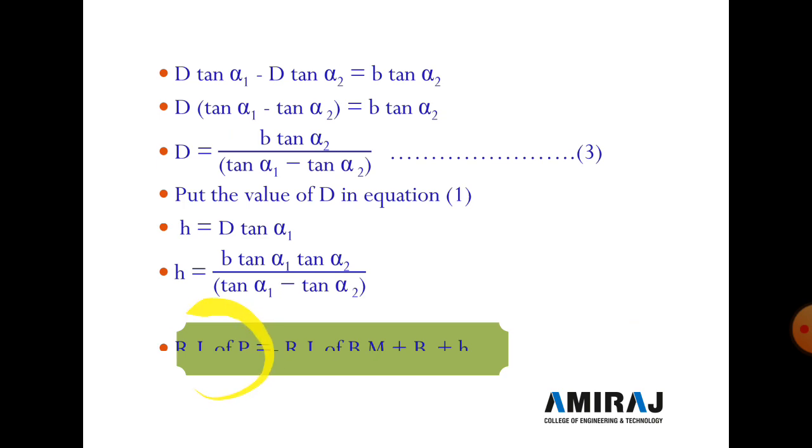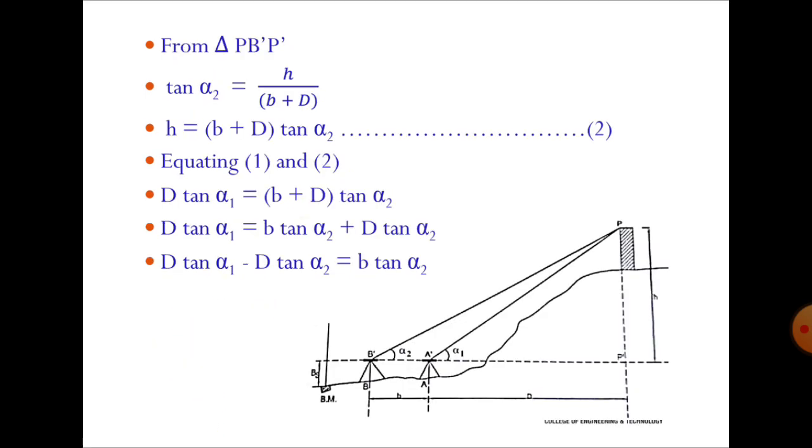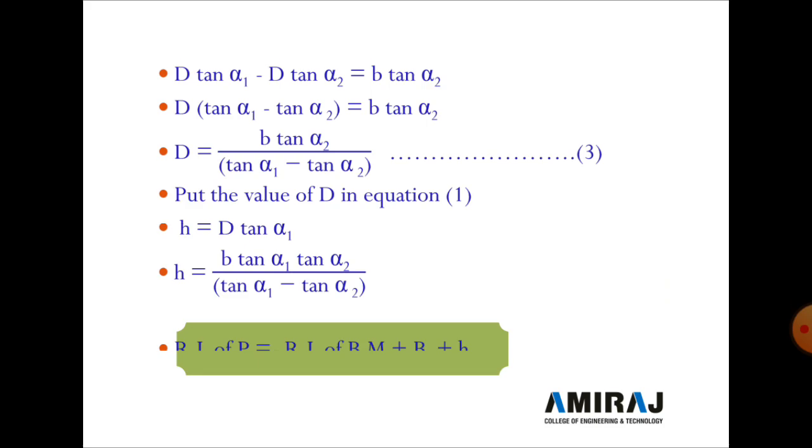Now the RL of point P. So we find out the RL of point P: RL of BM plus BS plus small h. BM and BS we have already calculated.